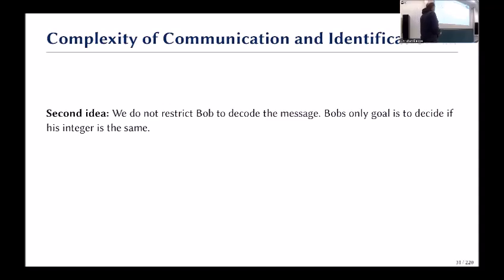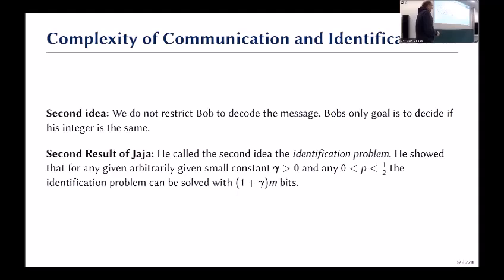And the second idea is that he doesn't restrict Bob to decode the message. So now the goal of Bob is to decide if his message is the same, yes or no. And this is called the identification problem. And there he showed that for an arbitrary given small constant gamma and p again between 0 and 1/2, the identification problem can be solved with (1 plus gamma) times m bits. So we can do it linearly, merely with m bits. So the identification problem is much easier than the decoding problem.